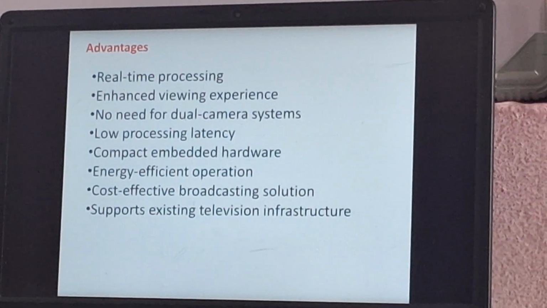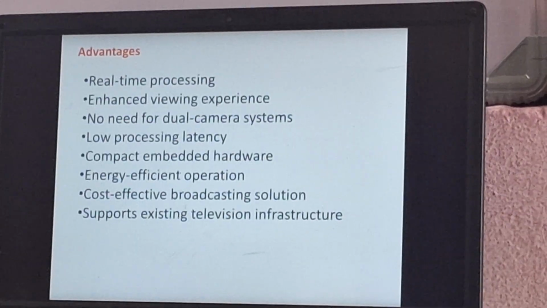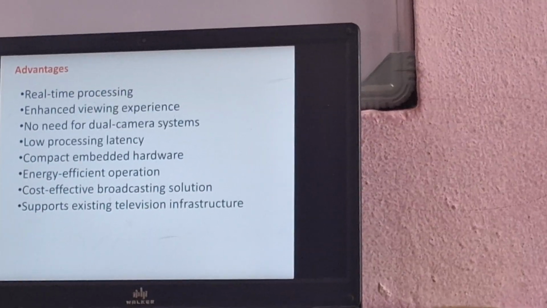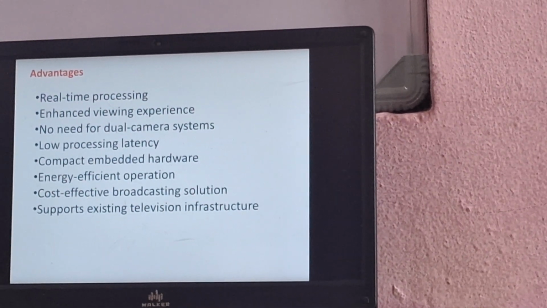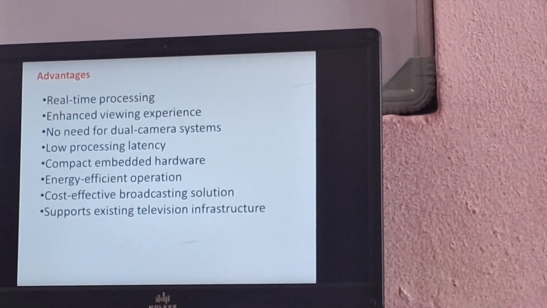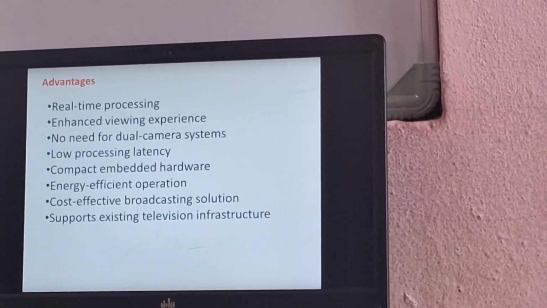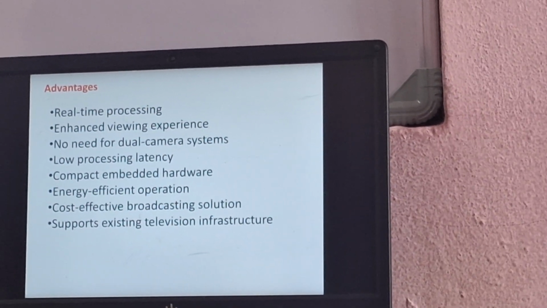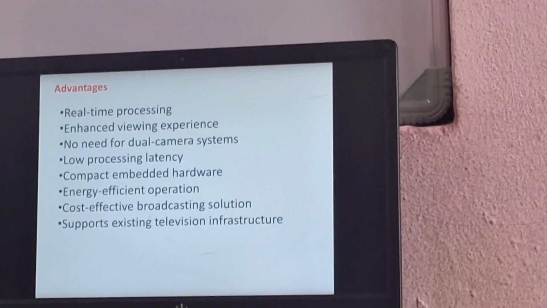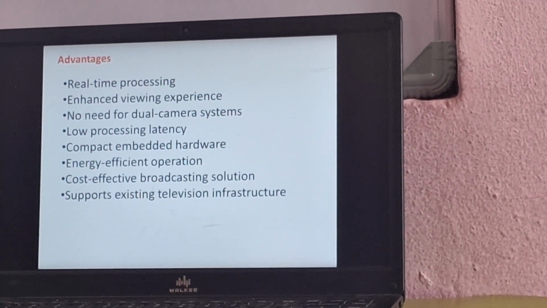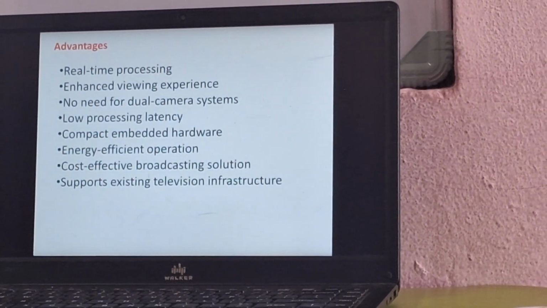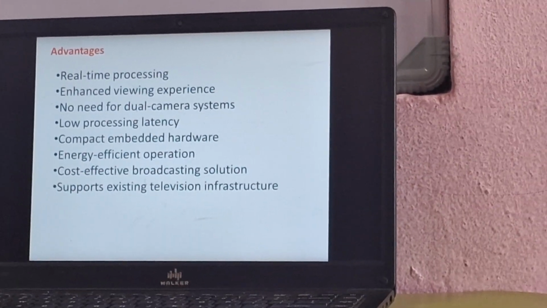The main advantages of using 2D to 3D video processing: first is real-time processing, second is an enhanced viewing experience, and third, no need for dual camera systems. This is a very good feature we can expect. Mostly 3D cameras cost more, and capturing 3D images is a very difficult task that requires difficult hardware. So there is no need for dual camera systems.